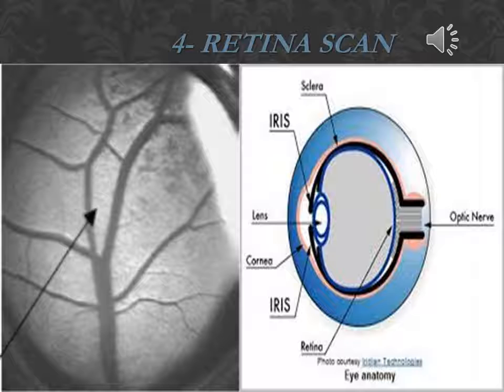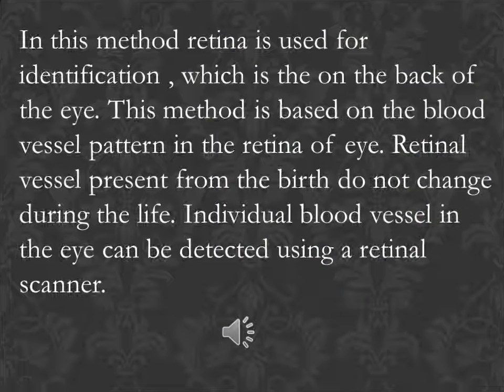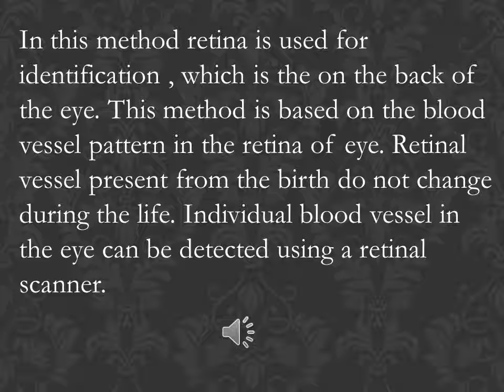4. Retina scan. In this method, the retina, which is on the back of the eye, is used for identification. This method is based on the blood vessel pattern in the retina of the eye. Retinal vessels are present from birth and do not change during life. Individual blood vessels in the eye can be detected using a retinal scanner.